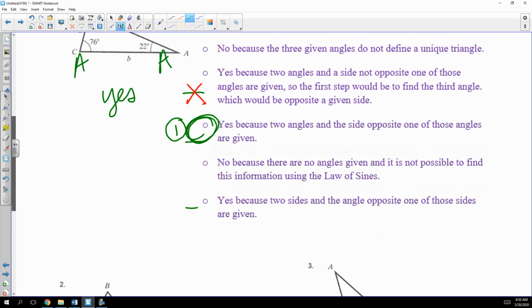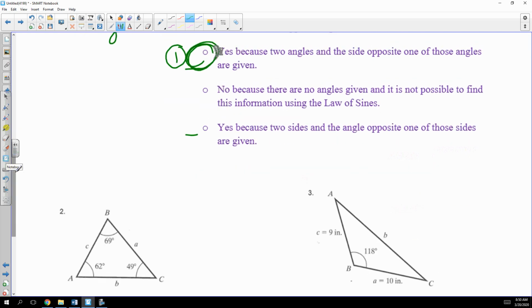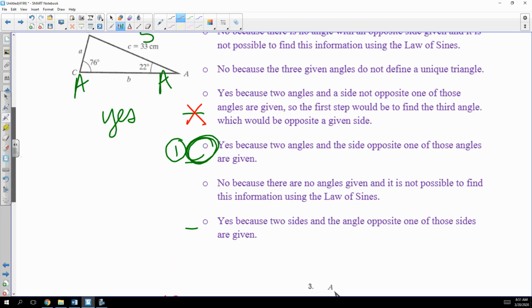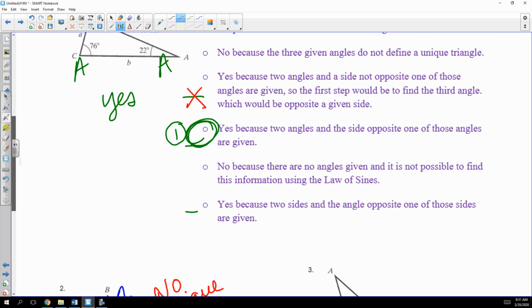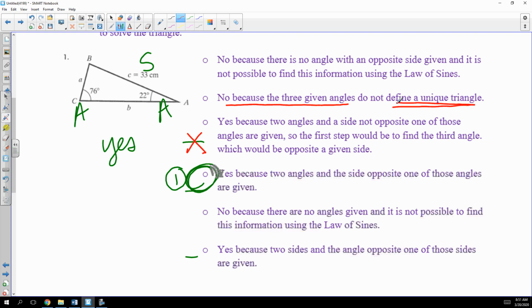There are two more examples at the bottom of this page. What I'm going to do is look at this information and then scroll back up to the list a little bit. In problem number 2, we have an angle given, another angle given, and another angle given. I'm talking about the measures, three angle measures. Three angle measures present no unique triangle. So I'm going to look at that list and see which one says no unique triangle, or that you have three angles. At the top of this list, when I'm looking for no unique triangle, it says something like no, because three angles are given, which do not define a unique triangle. So that would be my answer for number 2 at the bottom of this page.